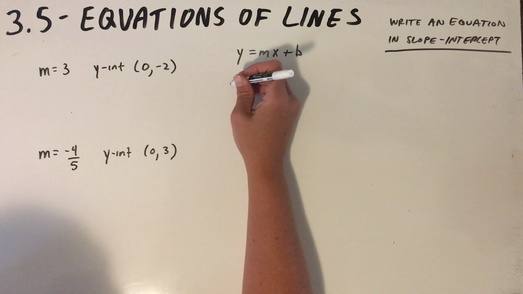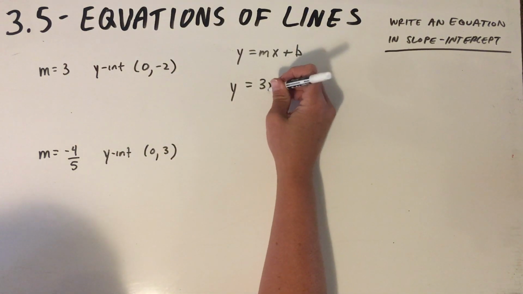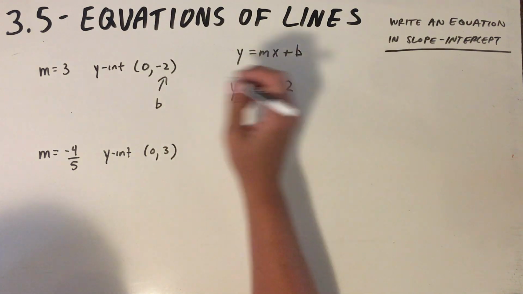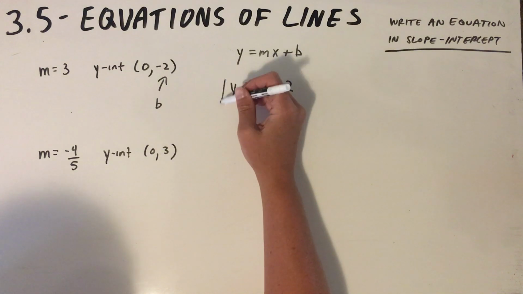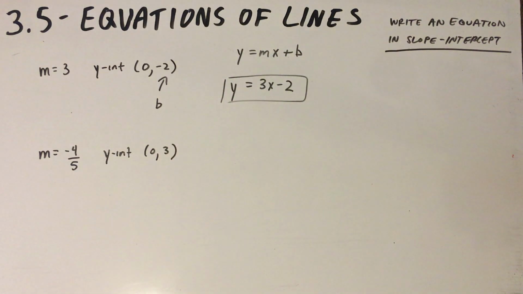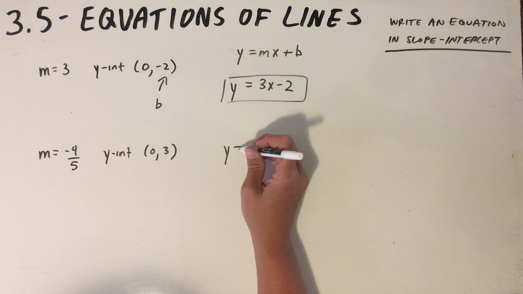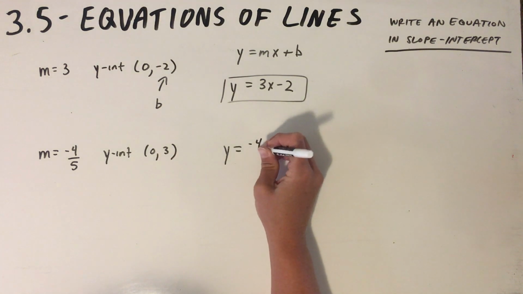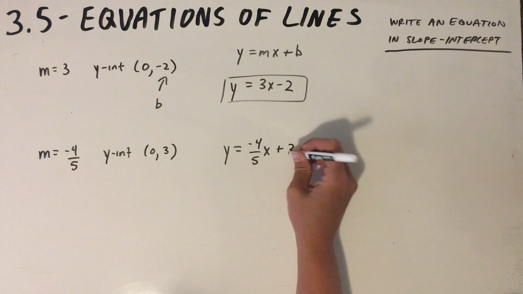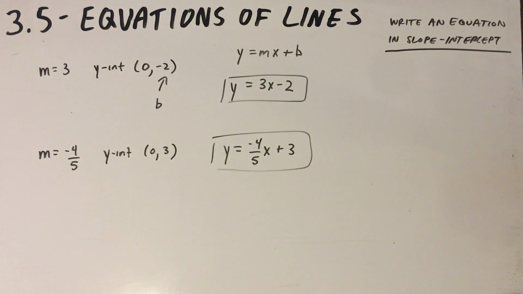If I'm given the slope, I can just substitute m, the value I'm given for m, and I can substitute the value I'm given for b. So given the slope and the y-intercept, I can literally just write the equation like this. This is my slope, this is my y-intercept. Same thing here. I'm given the slope, that's -4/5, and the y-intercept is 3. Great, write an equation of a line given the slope and the y-intercept.